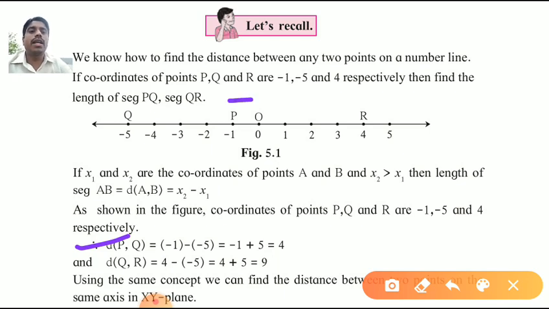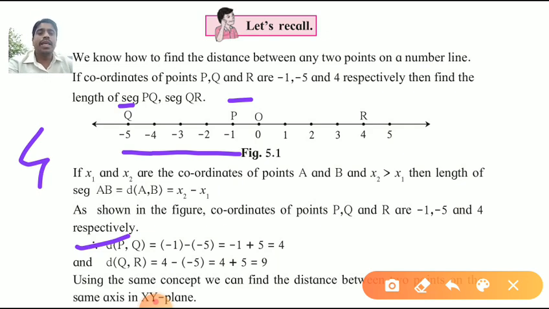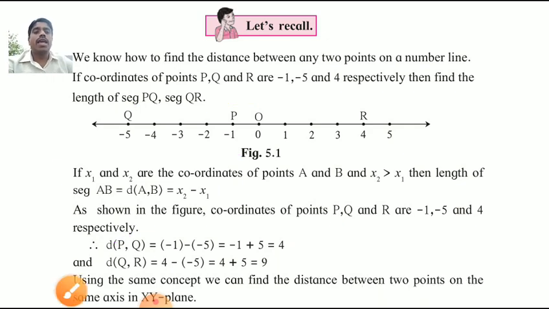Here P is here and Q is here. How many numbers are between P and Q? Let's count. From P to Q: 1, 2, 3, 4. There are 4 points on the line between P and Q. Hence the distance PQ is 4. This is the observation method, and now we see the formula method.